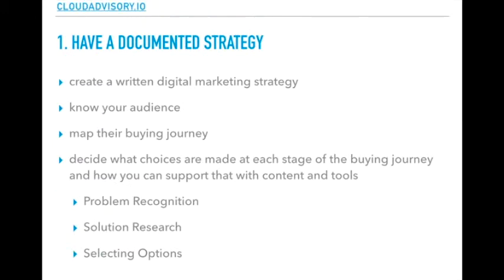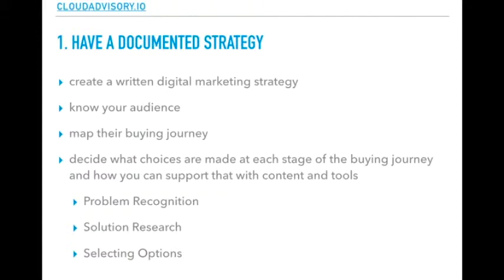So the first step when you're choosing between marketing automation platforms, or before you even get to that point, is you want to have a documented strategy. So we really advocate you create a written digital marketing strategy, and we provide kind of a framework for that you can use or you can build your own. The key here is know your audience and where they hang out. What sort of channels are you going to access your audience via? Where do they look for information?